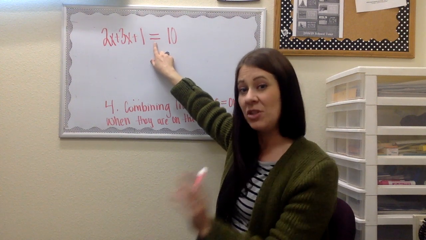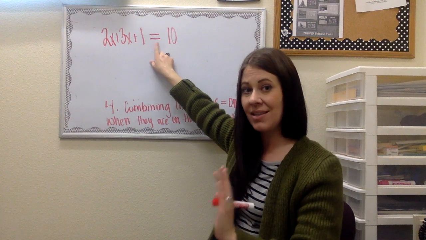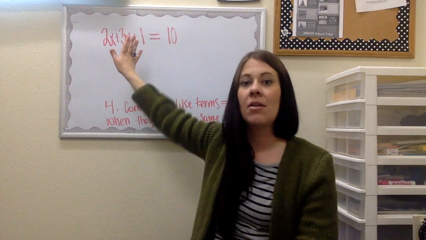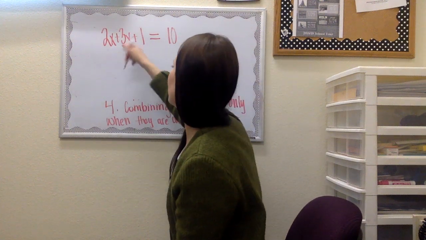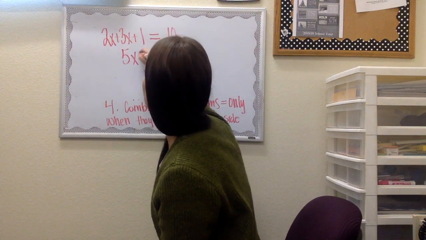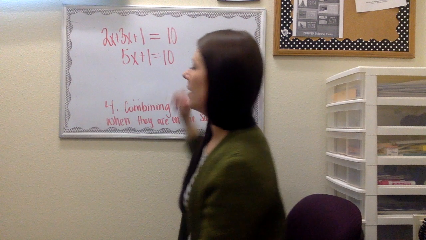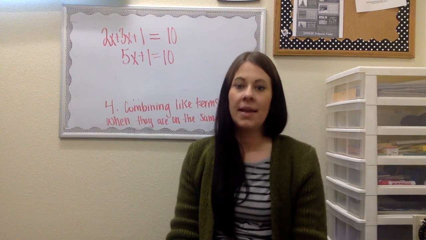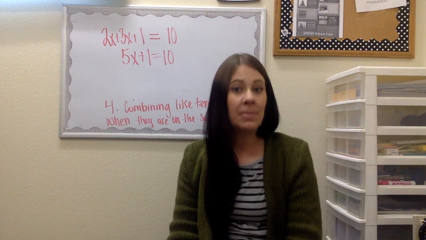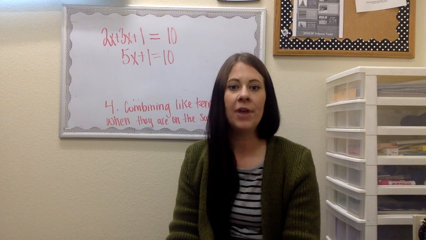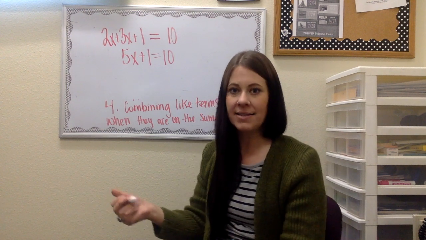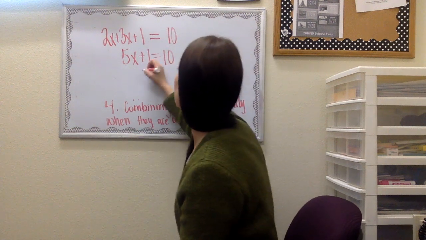So to do that, I have to use step 3 and use opposites. But 2x and 3x are on the same side of the equal sign, so I get to just say 2x plus 3x is 5x. That's combining like terms. Now, 1 and 10 need to be together because they're keeping that x from being by itself, but because they're on opposite sides, I have to use opposites.